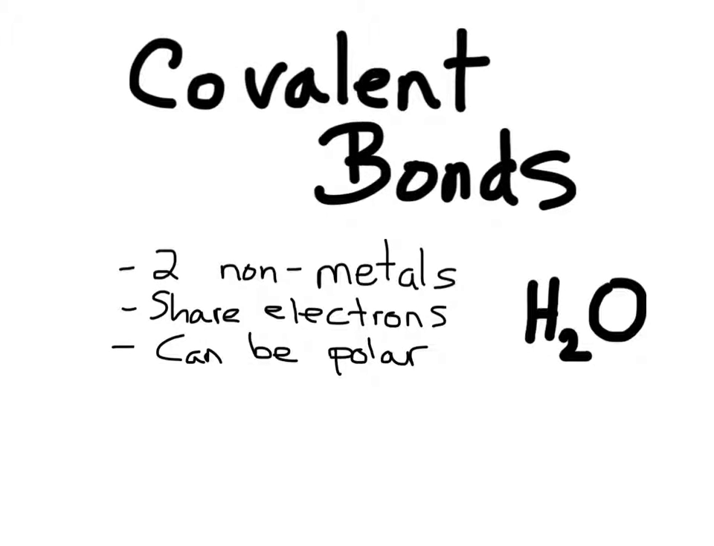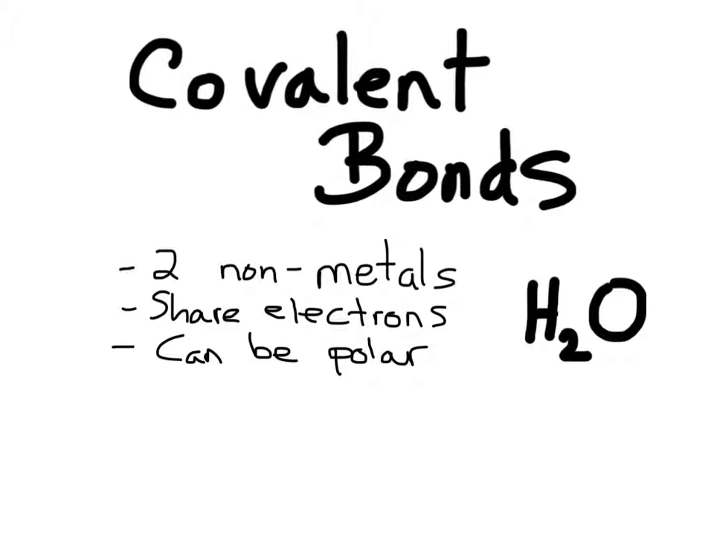Hi guys, so we've learned about ionic bonds and now it's time to move on to covalent. You have a note sheet that separates the two types of bonds from each other on the second page. So under covalent bonds you'll see that here are the things that make a bond covalent. First of all, it happens between two nonmetals.